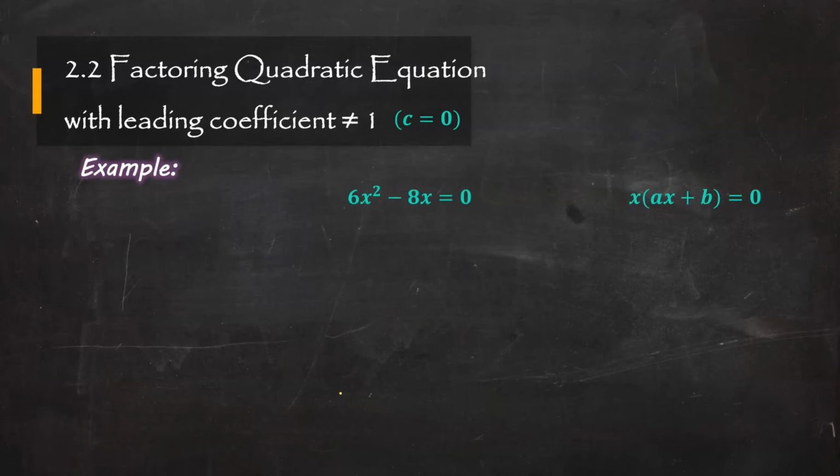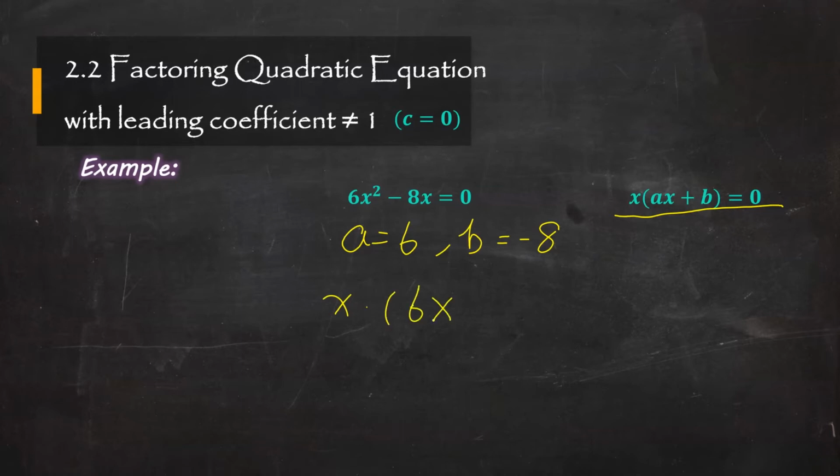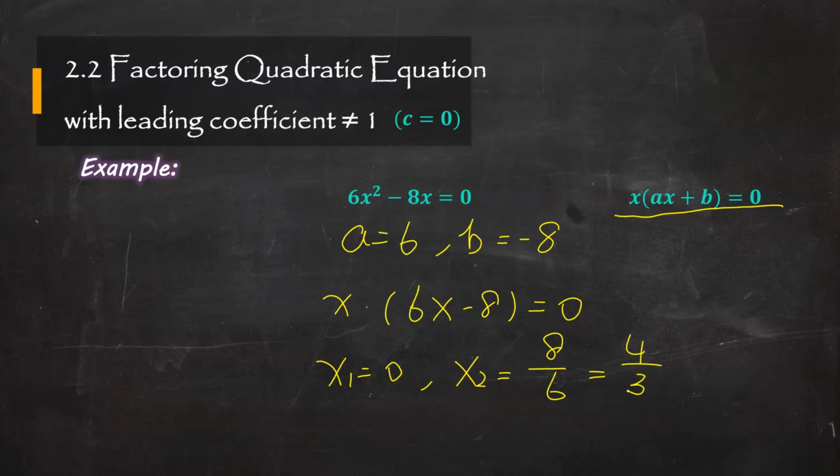Now let's do an example. Here's the expression before factoring, where our a is 6 and our b is negative 8. We factor the x out of the two terms, so we have x times (6x minus 8) equals 0. Our first solution would be x equals 0, and our second solution would be 8 over 6, which is 4 over 3. This is very simple.